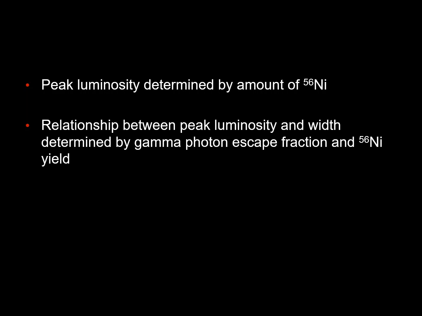Both the yield of nickel and the gamma ray escape tendency determine the peak luminosity and the width of the light curve. Along with that, it has been seen that the opacity of the ejecta also plays a major role in determining the peak luminosity of the light curve. Therefore, when we analyze the light curve, due to these factors affecting its luminosity, we can determine the yield of nickel and the gamma ray escape tendency from the light curve.